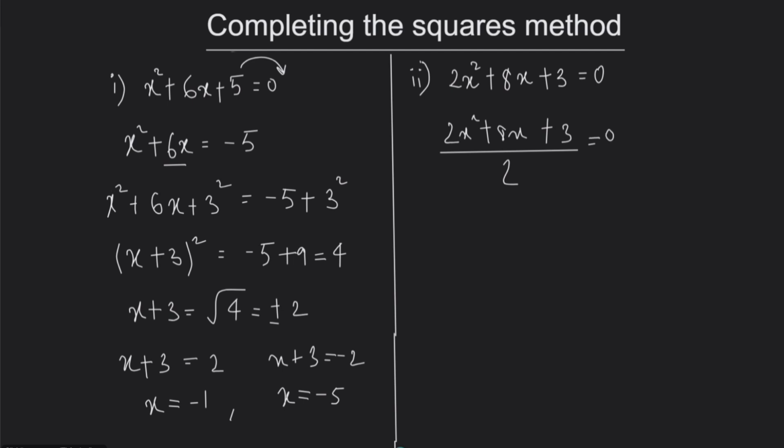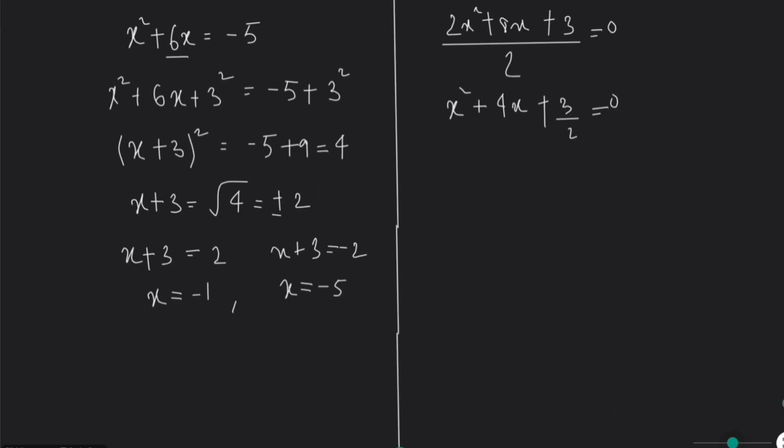Now we will divide each term by 2. We get x square plus 4x plus 3 over 2 equals 0. Now this equation has become the same as the first one because the coefficient of x square is 1. We are going to follow the same steps now. Move the constant term to the other side. It becomes x square plus 4x equals negative 3 by 2. Now look at the left hand side. Look at the coefficient of x, which is 4 here, divide by 2 and then square it, you get 2 square. You're going to add that 2 square on both sides of the equation.